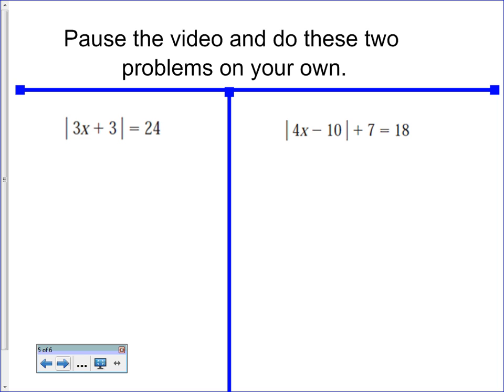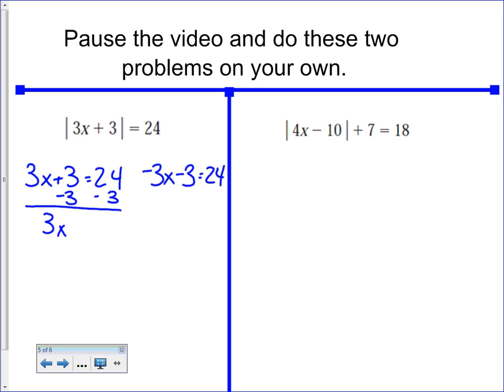First problem, absolute value of 3x plus 3. We're solving it twice. 3x plus 3 equals 24, and a negative 3x. Instead of plus 3, it's going to be minus 3 equals 24. Subtract 3 from both sides on our first one. We have 3x equals 21. Divide by 3 on both sides.